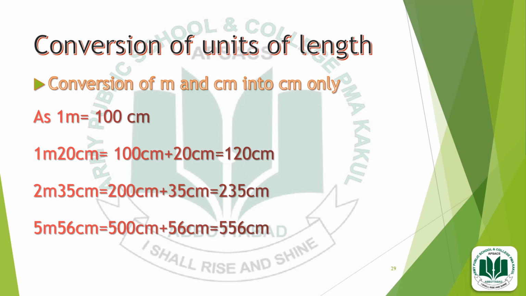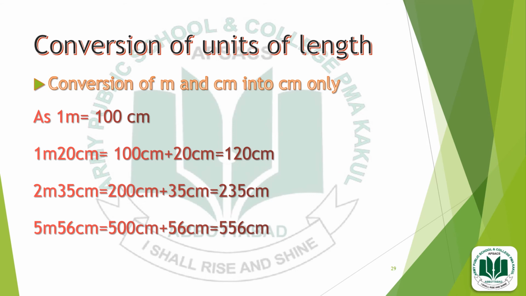Now students, how do we convert the units of length? The first one is conversion of meter and centimeter into centimeter only. As we know that 1 meter is equal to 100 centimeter. So we convert this length, 1 meter and 20 centimeter, into centimeters only. How? We put 100 centimeter in place of 1 meter, then plus 20 centimeter. 100 plus 20 becomes 120 centimeter.